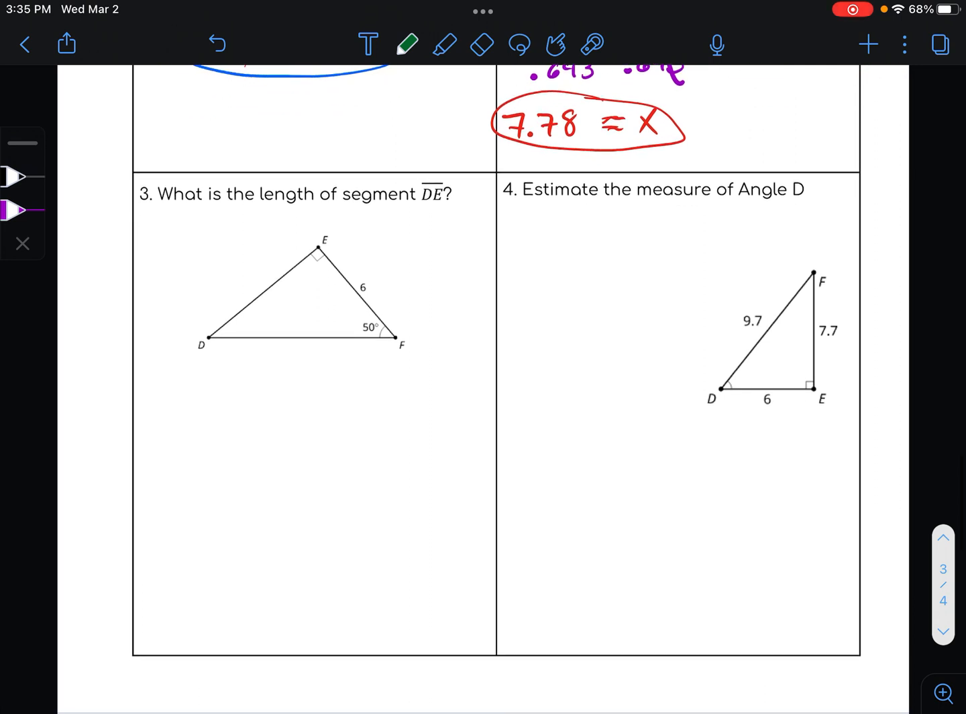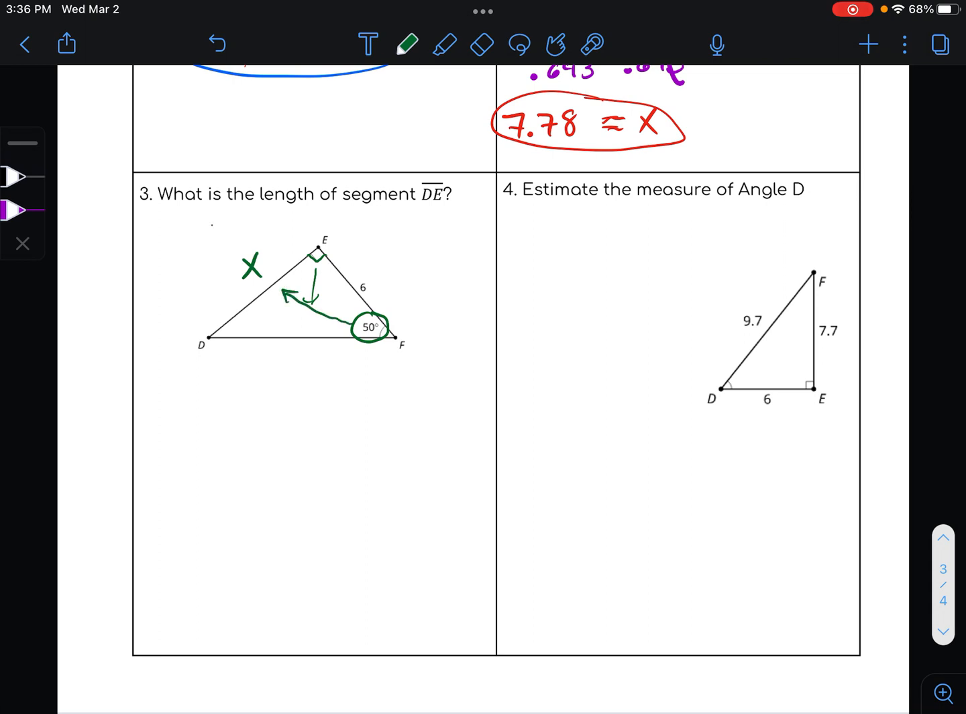Okay, number 3. What is the length of segment DE? All right, so our right angle's up here, and our angle that we're referencing is here, and DE would be this side over here. So let's call that x. All right, so let's think about our angle and what we have here. So remember, the side opposite the right angle is going to be the hypotenuse. So neither of those sides is the hypotenuse.